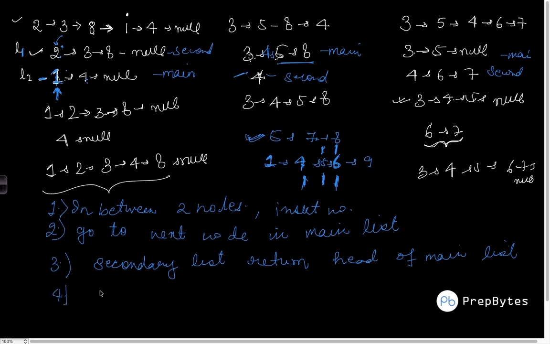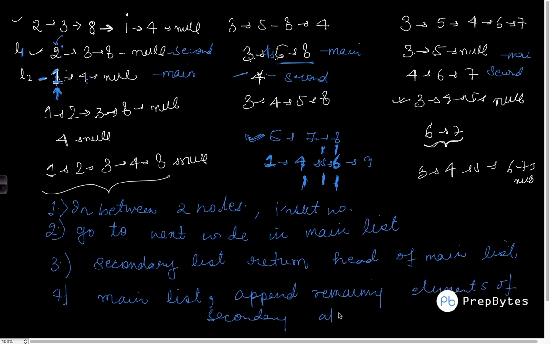Else, if the main list gets exhausted, meaning all the elements of the main list are used, and there is something remaining in the secondary list, we will simply append the remaining elements of the secondary list at the end of the main list. So this is what I need to do. I just want you to pause the video and try to solve the question on your own.